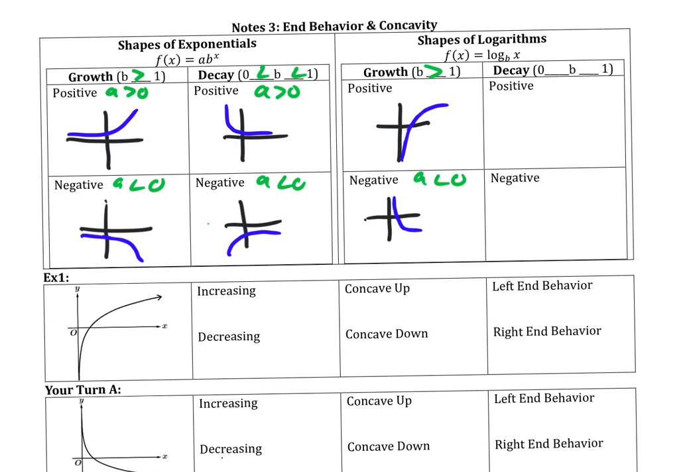For decay, once again, we're going to see that our b value is going to be between 0 and 1. When we go to sketch our decay function, we still have that vertical asymptote. So our function is going to look more like this. And then again, when we have that negative, meaning that our a value is less than 0, we're going to do that reflection across our x-axis, and we get something that looks a little bit more like that.